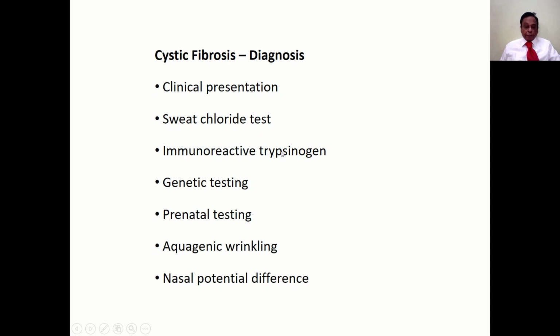In the newborn period, you can go for immunoreactive trypsinogen, and I am going to talk about that. Then genetic testing and prenatal counseling are very important, particularly in carriers. Fathers and mothers who are carriers want to have a child. There it's very, very important. Some screening tests like aquagenic wrinkling, and in some parts of the world they are even doing nasal potential difference, because it is something like an electrode assessing the change in the current.